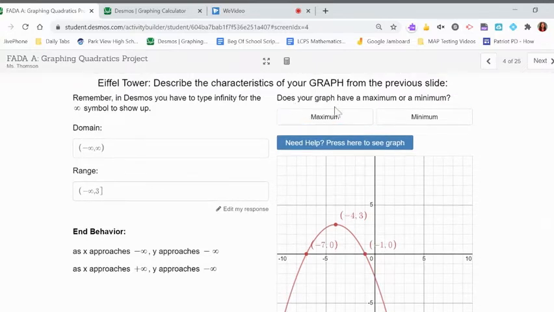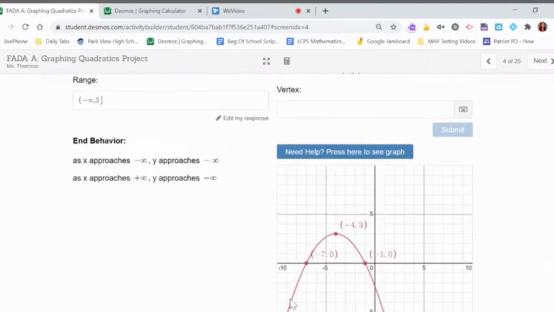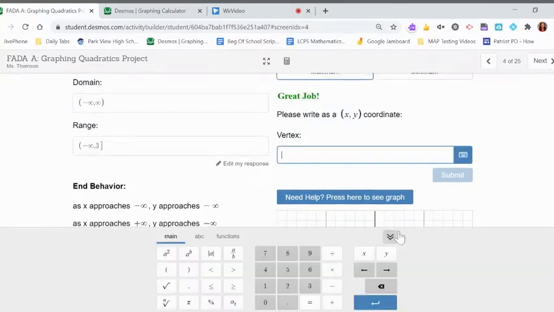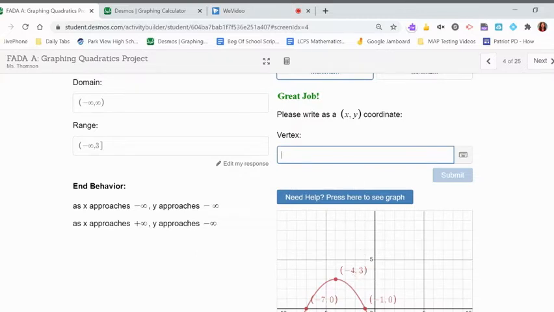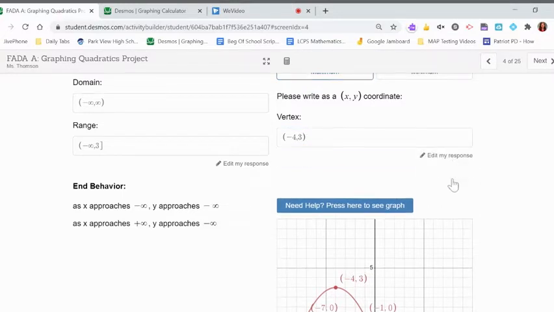Okay, does your graph have a maximum or a minimum? In this case, it is a maximum, okay, because it is a high point. We're going from increasing to decreasing. If it was a U, that would be a minimum. And your maximum is also your vertex, which is the point -4, 3. Okay, click submit. It says you have finished this slide. Make sure you check all your answers before moving on.